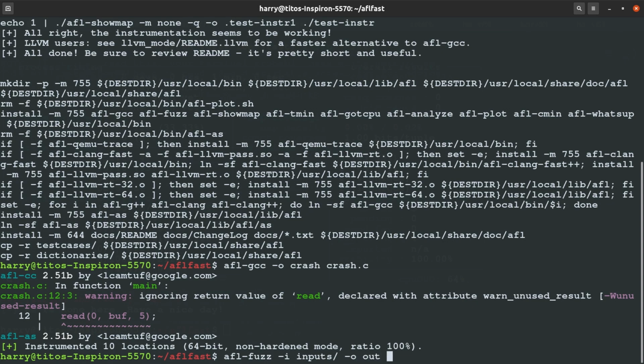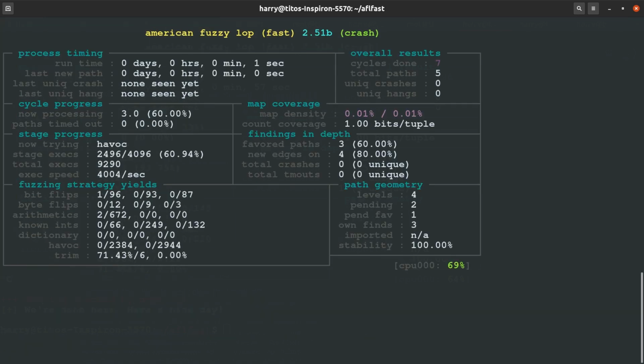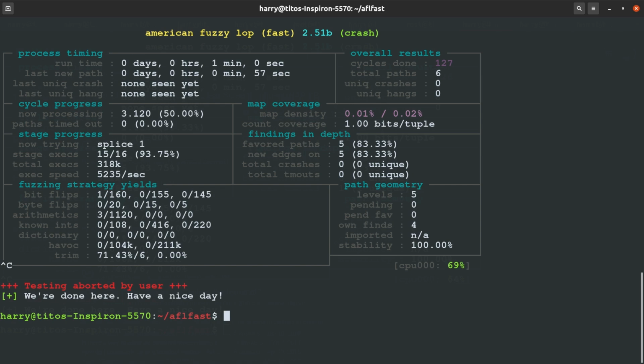Now we run the well-known American fuzzy lop on the crash application. AFL-GCC instruments the application for running a guided genetic algorithm. As we can see, after 1 minute no crashes were found by using the generic AFL.